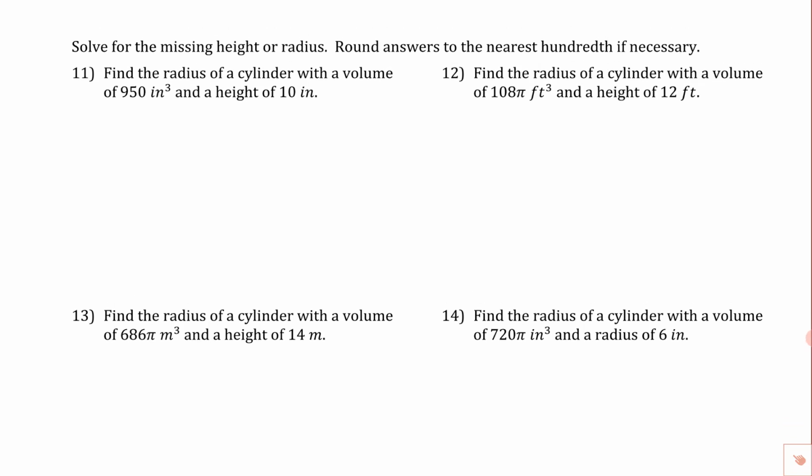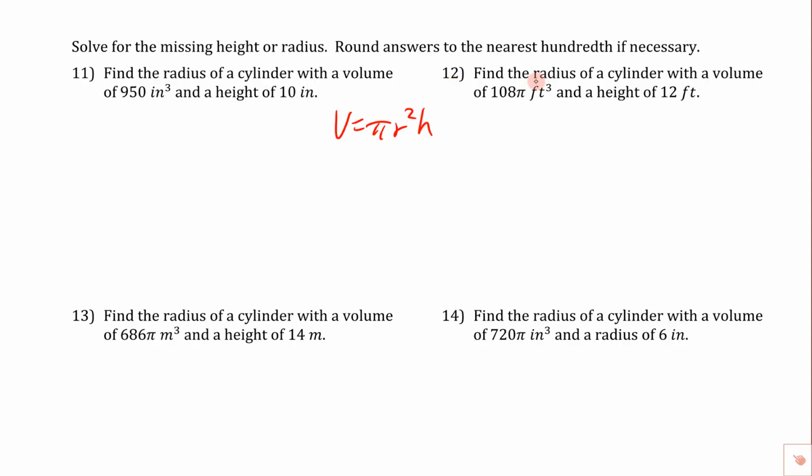Once we get to the last couple problems, it changes instructions. First of all, we don't have a diagram, and it says solve for the missing height or radius. Round answers to the nearest hundredth if necessary. So remember, the formula is V equals pi r squared h. They're going to give us the volume and the height or a radius, and then we need to find the missing piece. If I were doing this problem, it says the volume is 950 cubic inches. The 950 would go right here, and the height is 10 inches, so we'd put 10 right here, and then we'd solve.